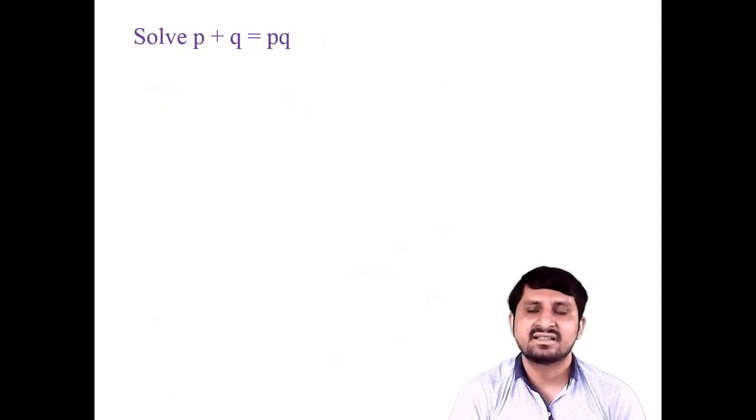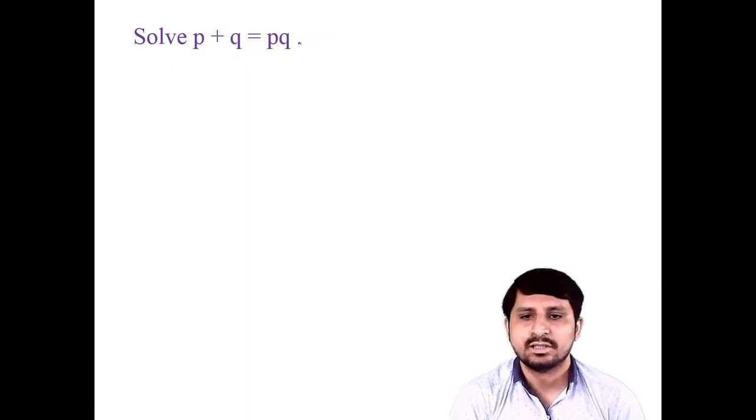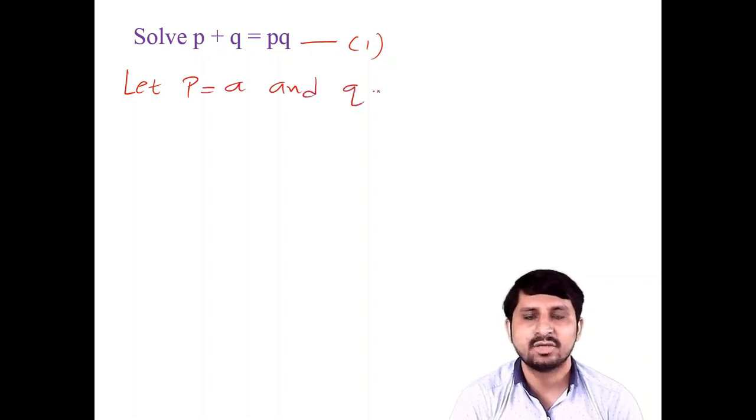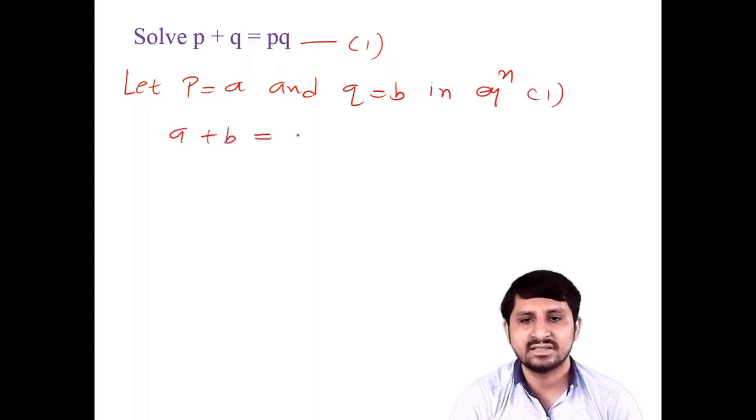Okay, let's take one more example. p plus q is equal to p into q. So as I told you, let's take this as equation number 1. Let p is equal to a and q is equal to b in equation number 1. So a plus b is equal to a into b.